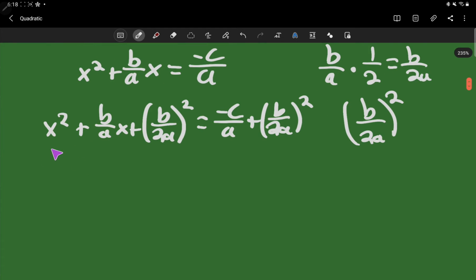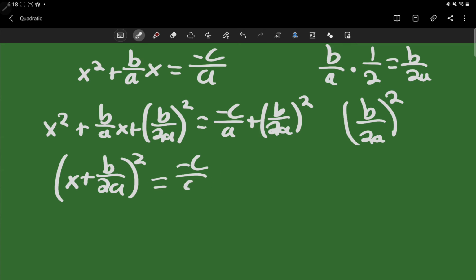Now what we can do is make this left side a perfect square binomial. So we can rewrite it as x plus b over 2a all squared, and then the right side will just stay the same for now. Negative c over a plus b over 2a all squared.